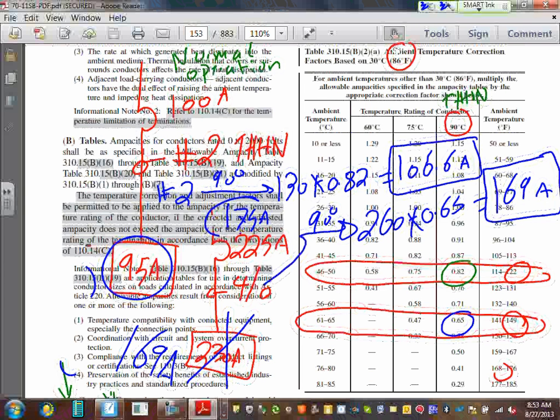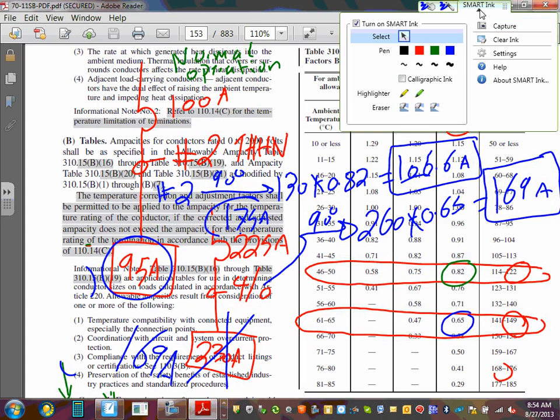Then, go to the derating. Derate based on sizing. If your derate based on size is less than the normal operating condition, you have to use the less. If your derating is more, like this one, more than the normal operating condition, then you have to use the normal operating condition amp. Any comments, guys? Any questions? It's really as easy as it goes when it comes to the derating.